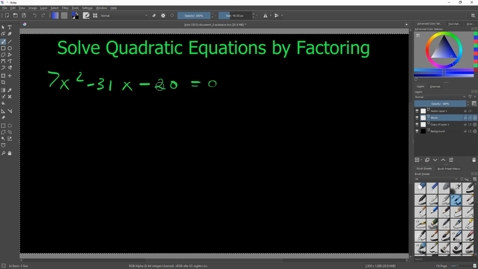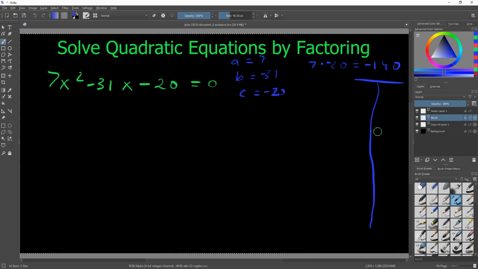Okay, so A, B, and C. All right, remember A is 7, B is negative 31, and C is negative 20. So you take A times C, you get 7 times negative 20, you get negative 140. All right, and then you do 1, negative 140. Does that add up to be negative 31? No. Negative 1, positive 140, that doesn't work. 2, negative 70, obviously doesn't work. Negative 2, positive 70. Add them up, does not work.